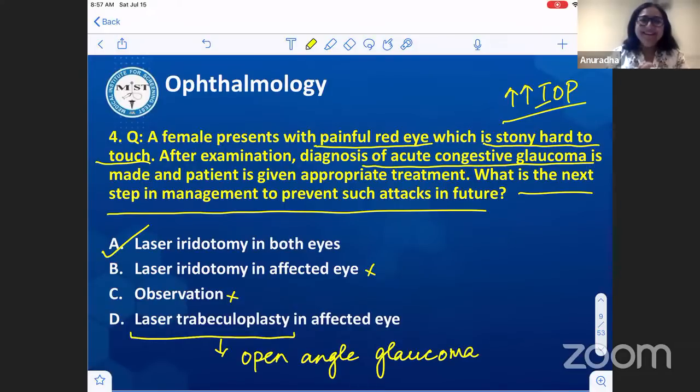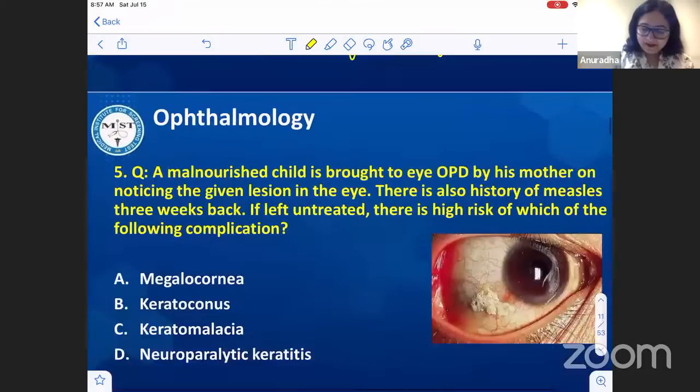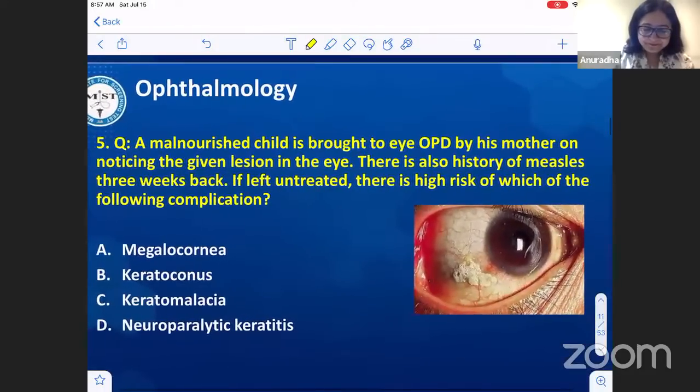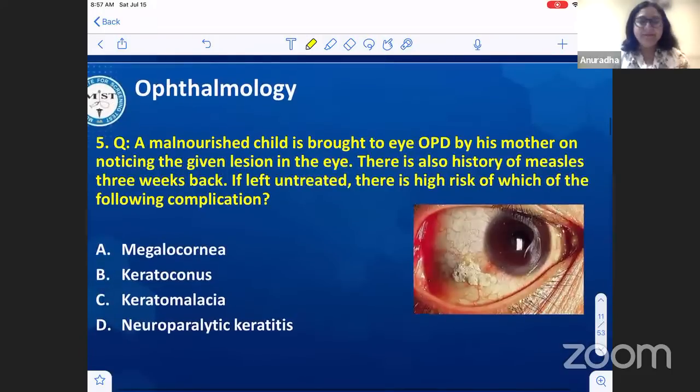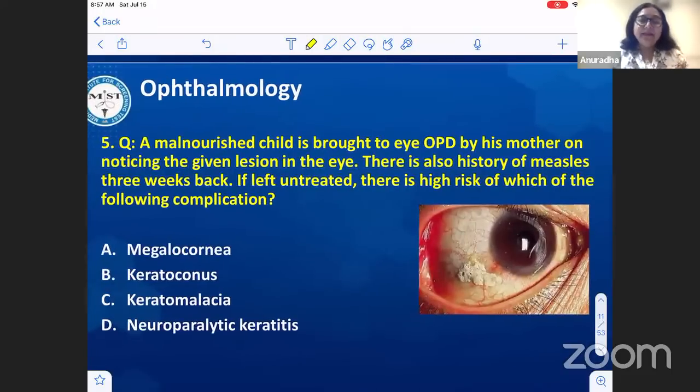Okay, friends. Moving on to the next question. Once again, there is an image and a clinical history. What you will see in ophthalmology in your exam, most of the time, my dear friends, whenever you get an image, you will also get some sort of history or some point which will let you know how to make the diagnosis based upon the image.